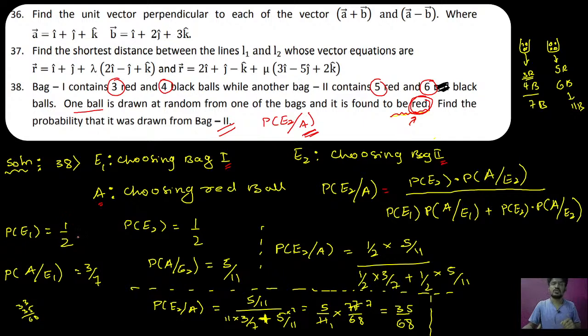That will be 1 by 2. Next, probability of event E2, choosing bag 2. That will also be 1 by 2, because you have 2 bags, and from that you have to choose one. So that will be probability of E2.